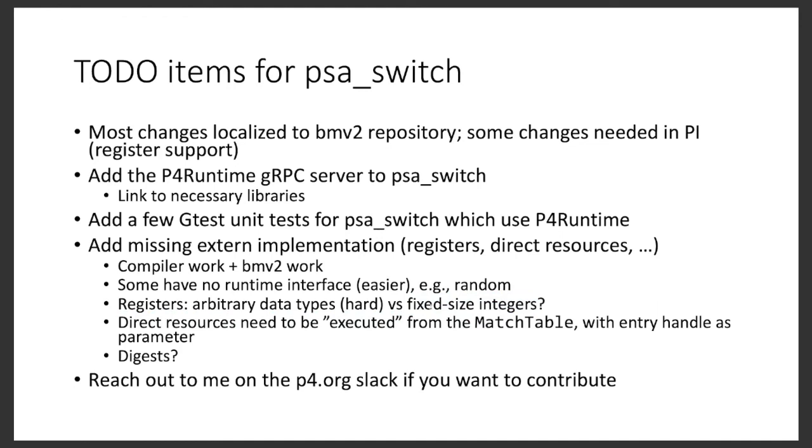And finally, everything that's a direct resource, so direct counters and direct meters. Right now, we only have support for indirect meters and indirect counters. This is going to need some work with the BMV2 core library. Basically, you need a way for the match table implementation to notify those extern objects so that they can quote unquote execute, and either increment counters or update the bucket, the token state, in the meter implementation. Same thing with digest.